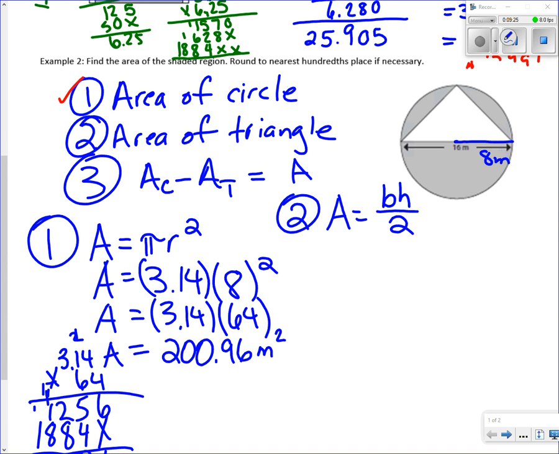My base of my triangle is 16, and my height, my radius, is 8, from here to here is 8 as well. And so for my area, I'm doing my substitution, I have 16 times 8 divided by 2. I like to get rid of my denominator. 2 goes into 8 4 times. Now we just have to multiply 16 times 4.